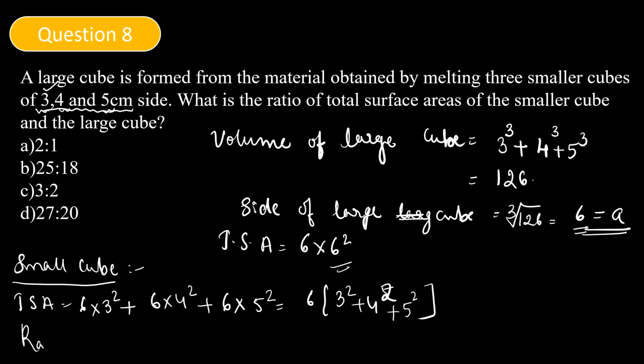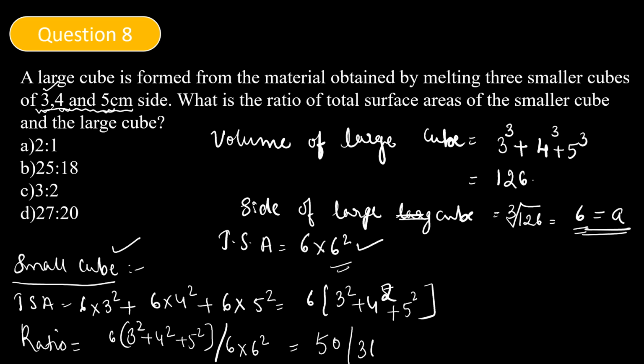Now the ratio would be the ratio of total surface area of smaller cubes to larger cube. That is 6 into 3 square plus 4 square plus 5 square divided by 6 into 6 square, which is equal to 50 by 36. That is equal to 25 by 18. So the ratio is option B.